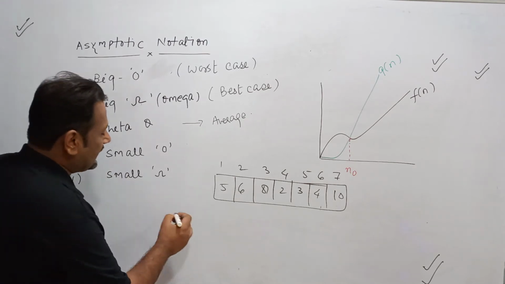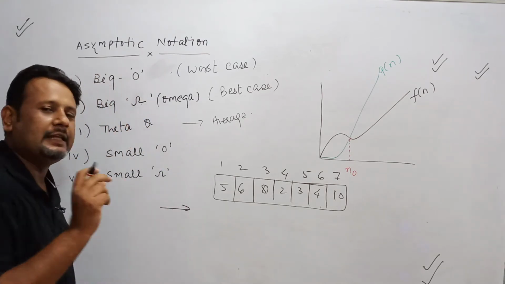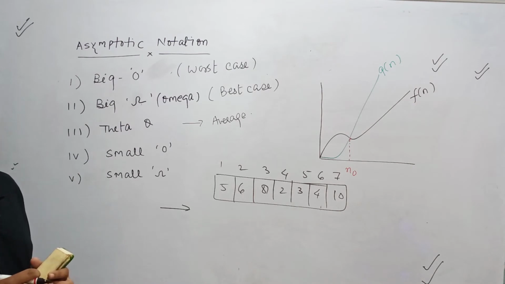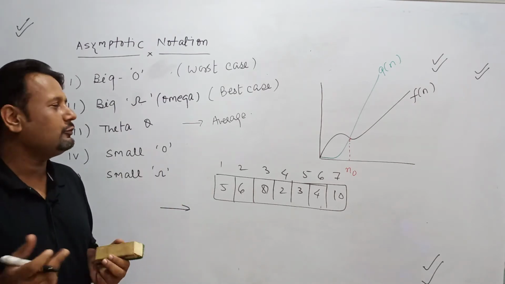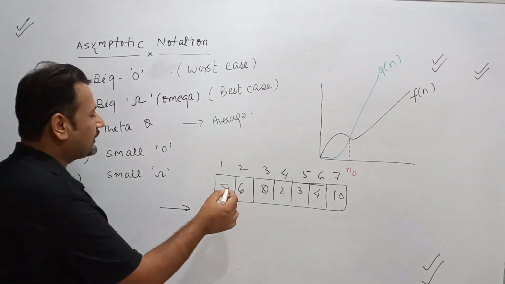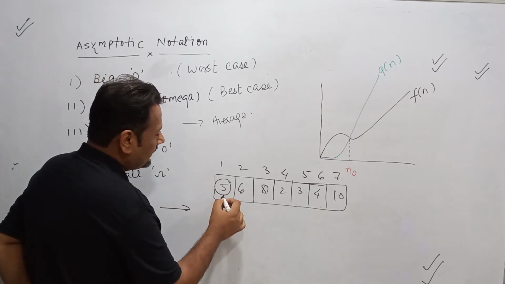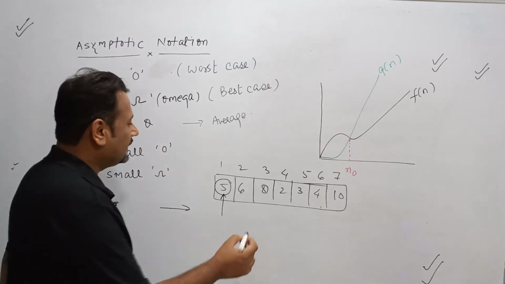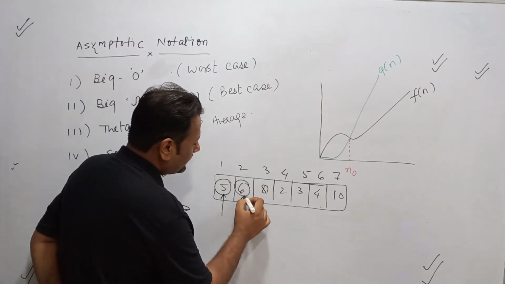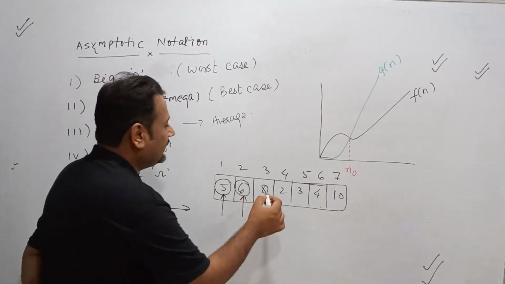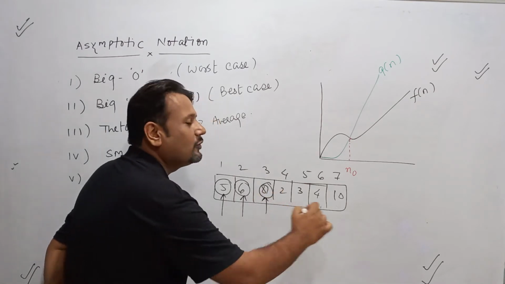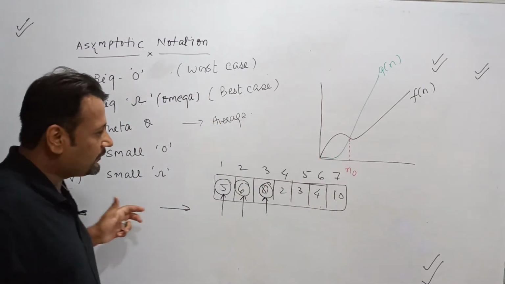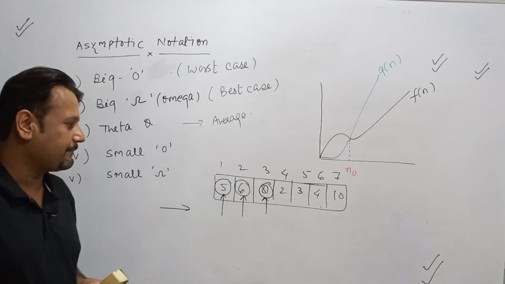How many comparisons do I need to do to search any element in this array? To search any element in the array, we'll compare with the first element. If we find that element in the first attempt, that's fine. Otherwise, we'll compare with the second value, then the third value, and so on. So this is the process for searching. This is called linear search.